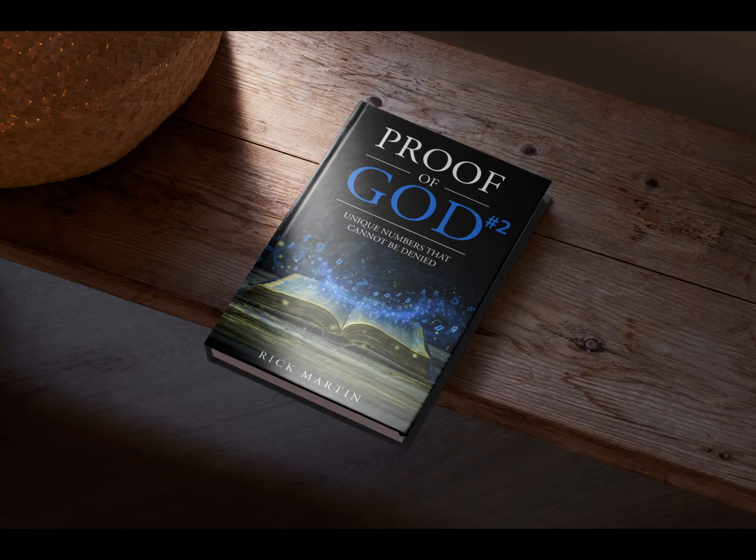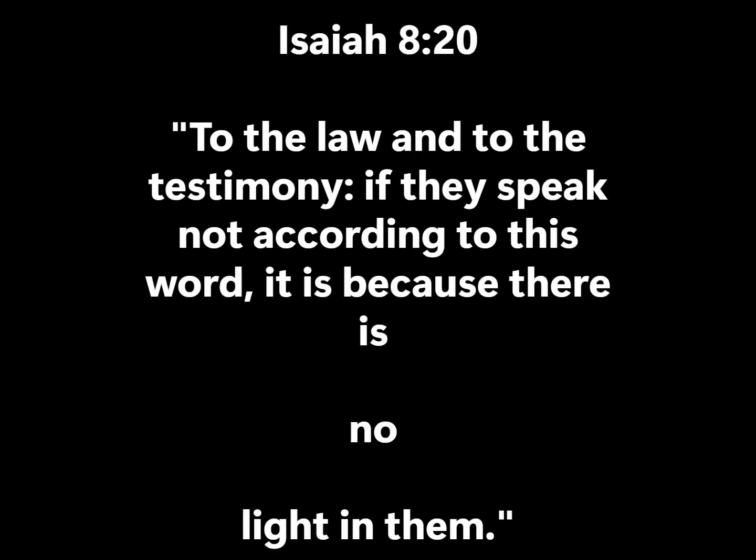There are many in this world who change God's perfect word from the King James to other wicked Bible versions. God spoke against this wickedness in Isaiah 8 verse 20. To the law and to the testimony, if they speak not according to this word, it is because there is no light in them. Until next time, keep trusting God's perfect word.